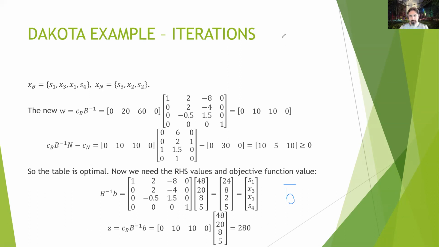It will be the same value, it doesn't really change. So I have found the solution, 280 for the Z value, and I already know the basic variable values, so I should produce 2 units of X1 and 8 units of X3. That's it, and this is the same value we have found earlier.